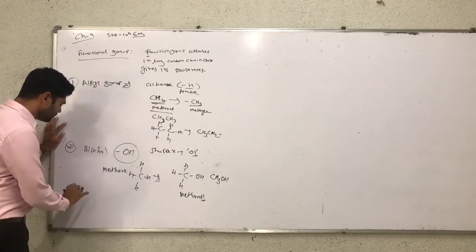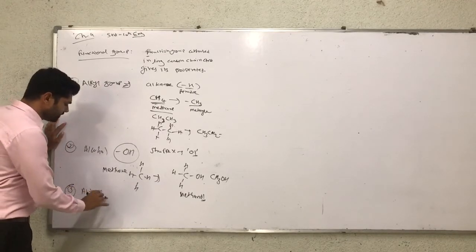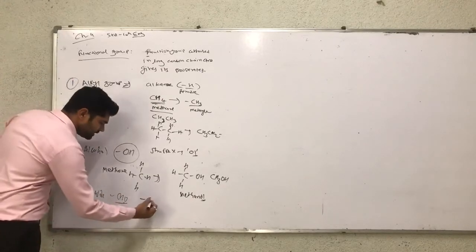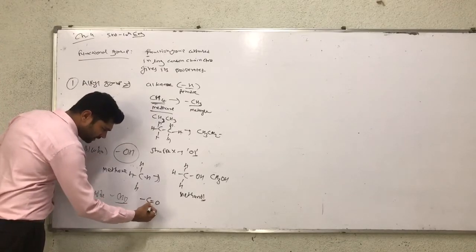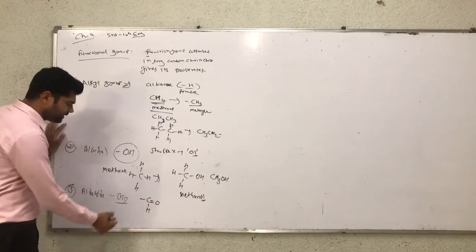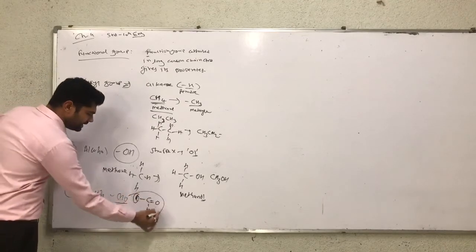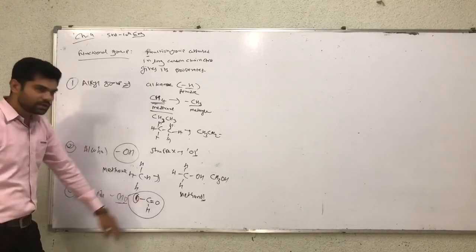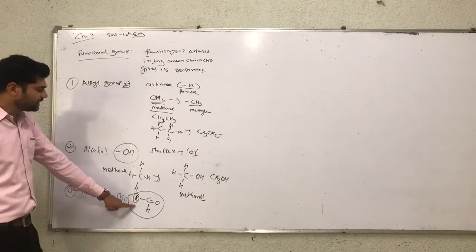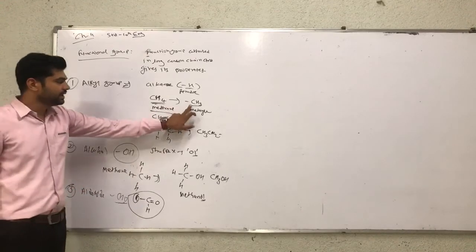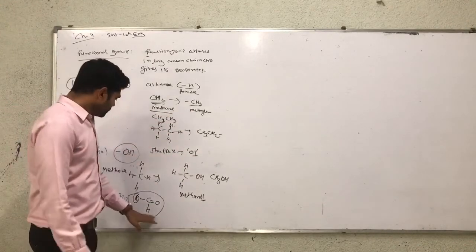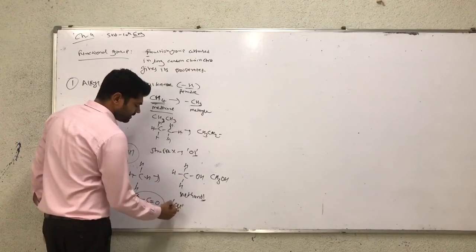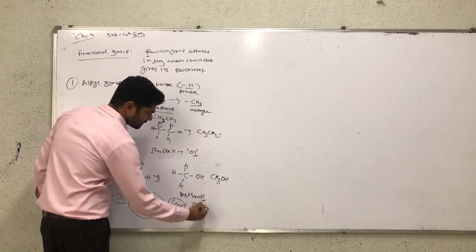Now the third functional group is aldehyde. Aldehyde means CHO. Now understand the formation of CHO. C double bond O and single bond with H, and here R means any alkyl group, like ethyl, methyl, etc. attached to it. So the suffix is AL.